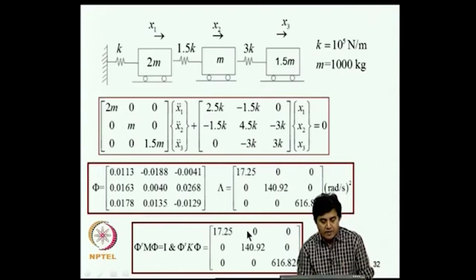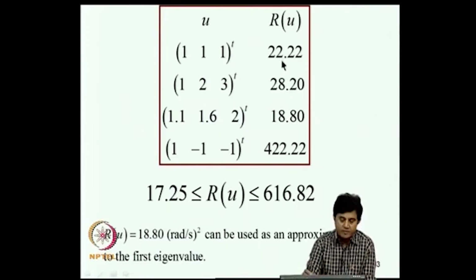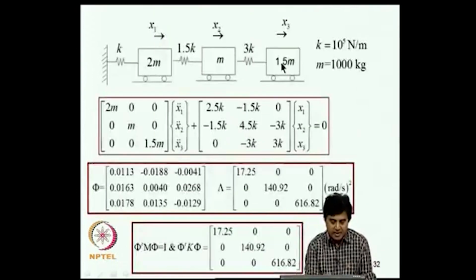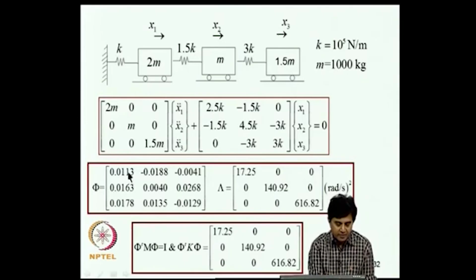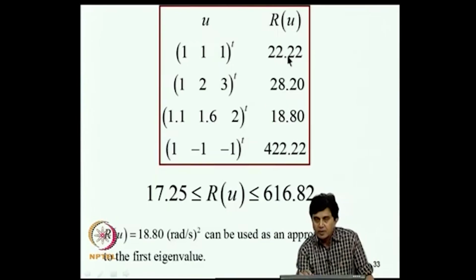Now, if I make a guess u, for example 1 1 1, what will be R of u? You can compute that. That means, I am assuming the actual mode shape, if for example it is 1.13, 1.63, 1.78, I will take that as 1 1 1. So, that is a guess on my mode shape. Then my approximation to R of u turns out to be this number 22.22. So, if you are interested in estimating the first natural frequency, this will be your estimate of the square of the first natural frequency.